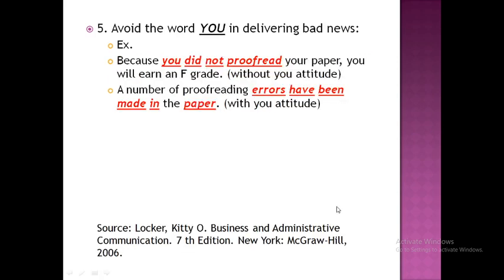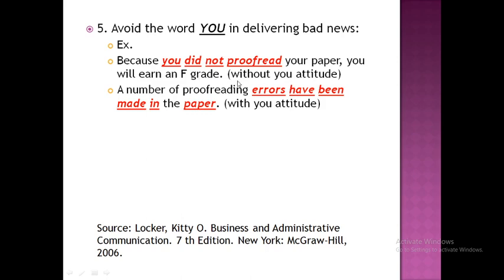We are moving ahead to the next one. The fifth point, and the last one as well for you attitude: avoid the word "you" in delivering bad news. When you are delivering bad news, you are supposed to remove "you" as a pronoun or as an understanding. For example, "Because you did not proofread your paper, you will earn an F grade." The person who earned an F grade is because of the efforts of you, meaning the reader.